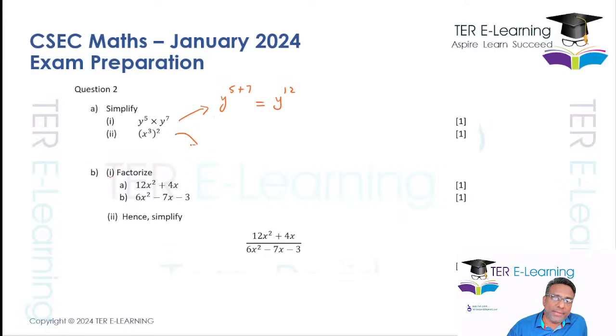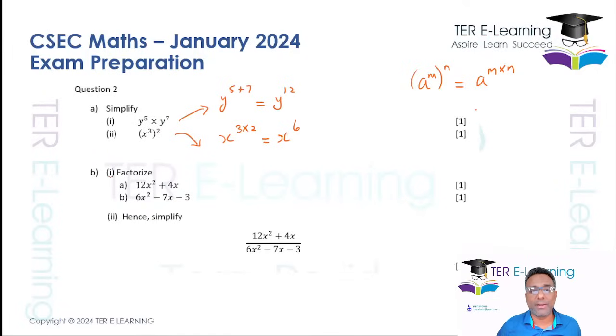Next one here, we have to expand or simplify this. Again, this is another rule that we're going to use. If you all remember, the rule is this: a to the power m, when it's raised to the power n, is given by a to the power m multiplied by n. So in this case, it is going to be x to the power 3 multiplied by 2. So this is going to be x to the power 6. That's the answer for this. That's why it's only 1 mark. It's very straightforward. You're using basic knowledge that we already have.